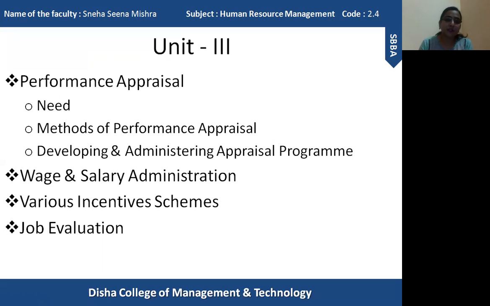The next topic that you have is wage and salary administration. Means how compensation is fixed for the employees. What are the various types of wage structure? What is salary administration? These are the things that you are going to study under wage and salary administration.